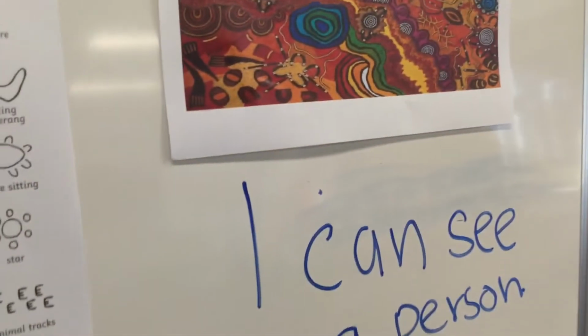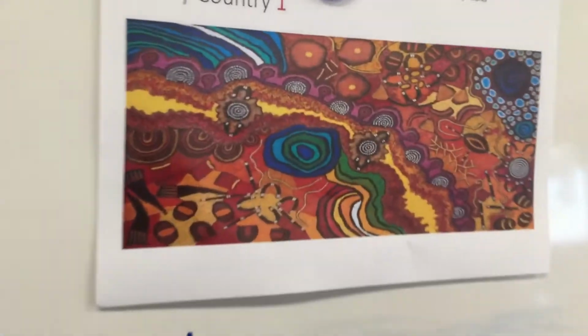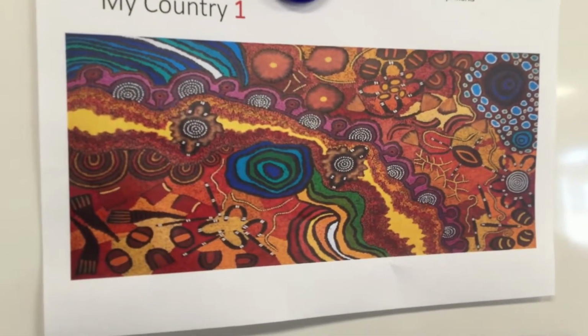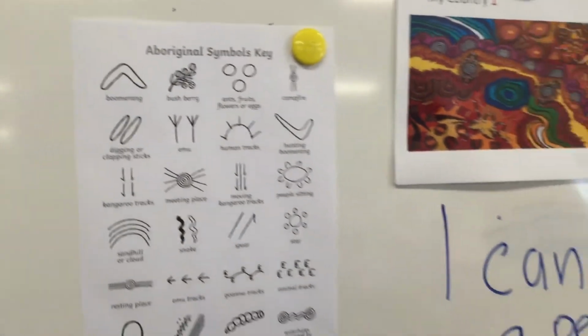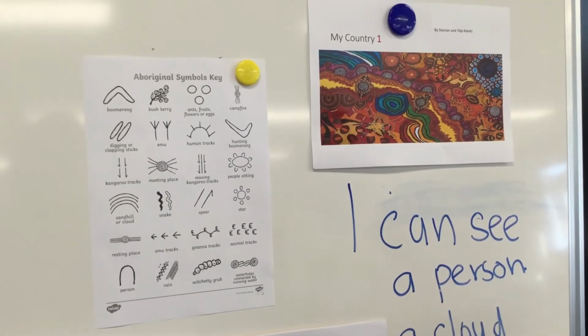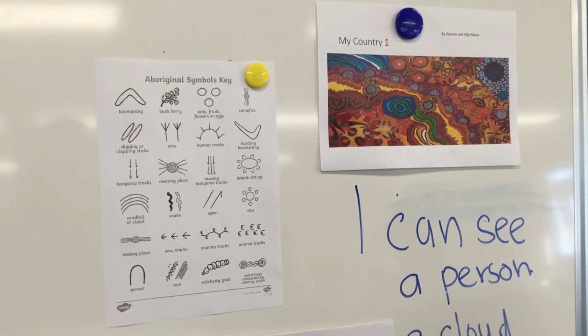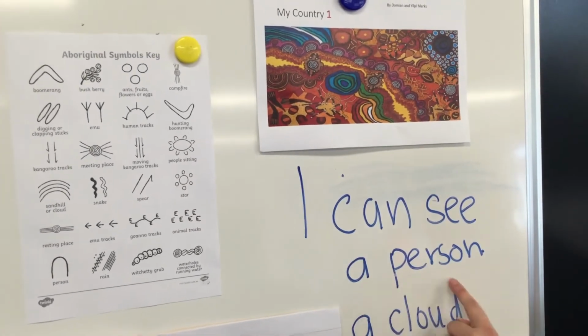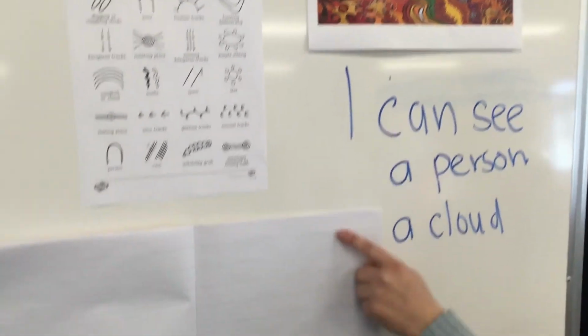I would say pause the video now and have a look for a few other things that you can see, either with an adult at your house or maybe with an older brother or sister. And when you've found them, I want you to write them in your book. You can see here I've written, I can see a person, I can see a cloud, but put them into your book.